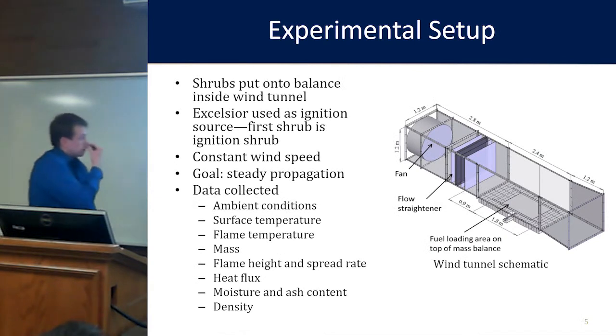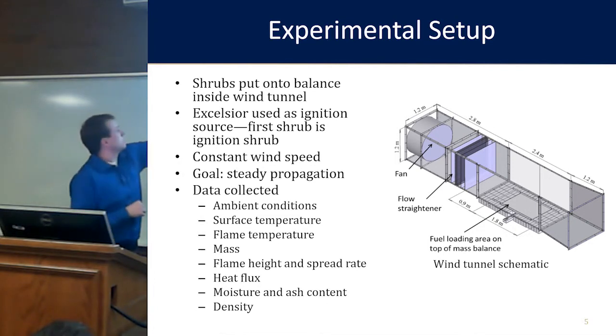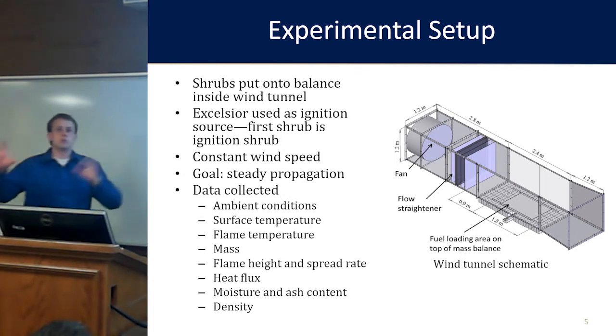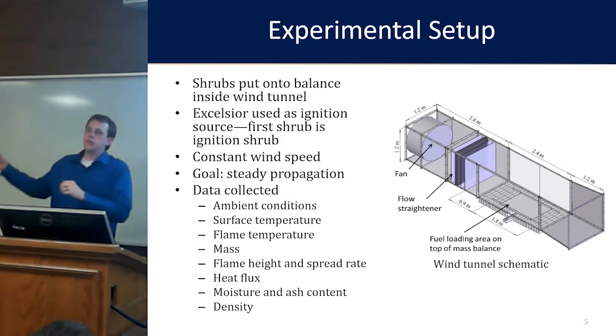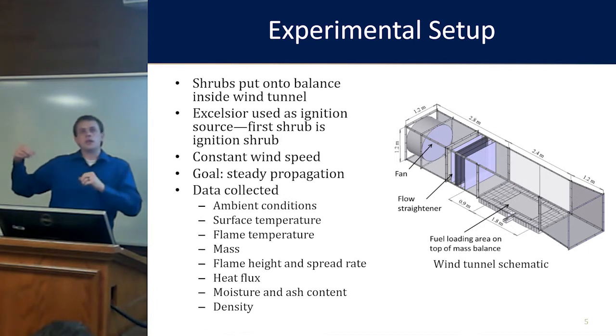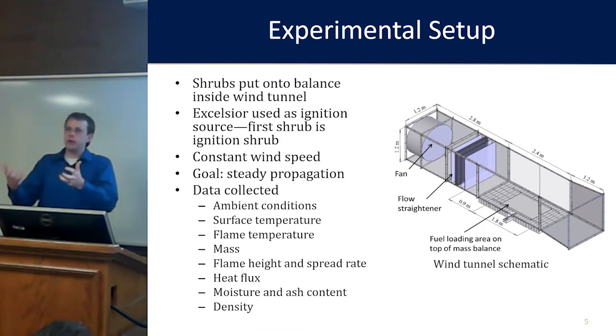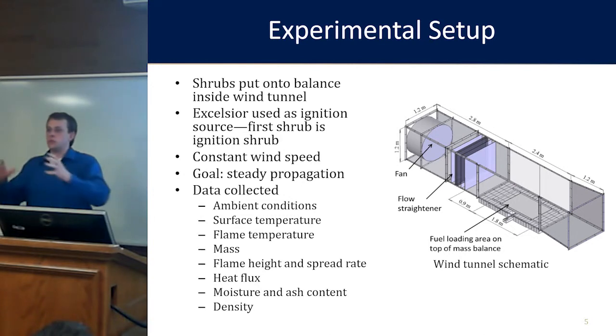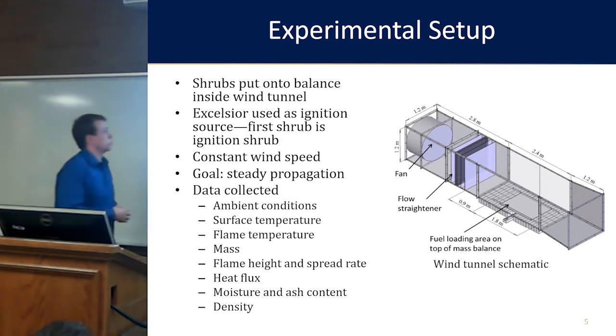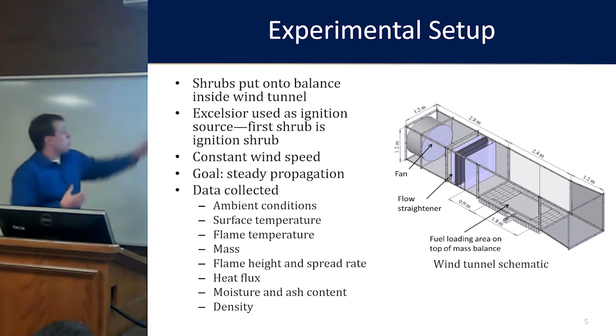So this is the experimental setup that we had. It was in a wind tunnel. We used Excelsior as an ignition source. We had a constant wind speed. We had 2 shrubs. One of them was what we call the ignition shrub, which is essentially the Excelsior started the first shrub on fire, and then our goal was to get a steady propagation from the first shrub to the second shrub so that we could actually watch what a real fire would be like that is not influenced by the ignition source. That's what we wanted to do.